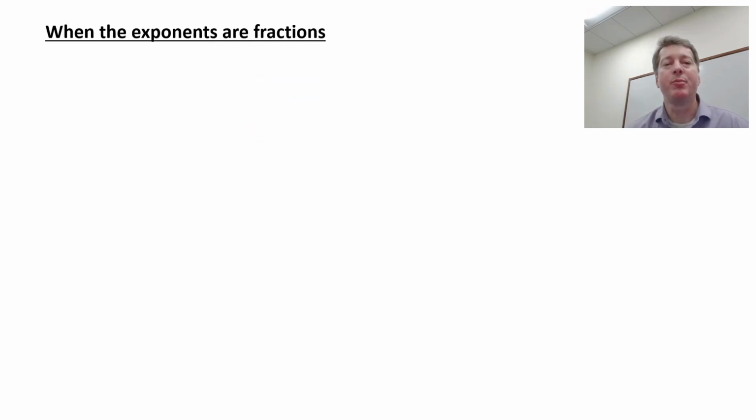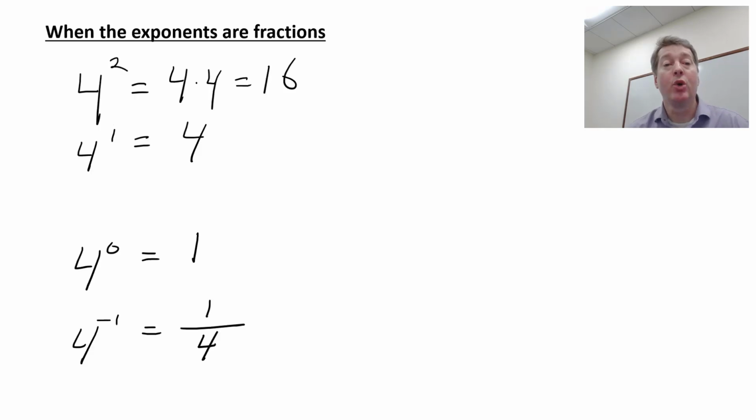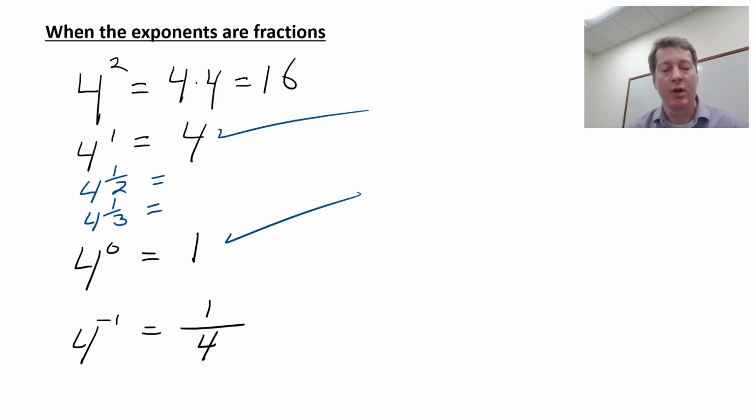What happens if an exponent is a fraction? So suppose we know what happens when you raise a number to a positive exponent, 1, 2, or a negative exponent, -1, -2. But suppose we raise it to a fraction. How about 4 to the 1/2 or 4 to the 1/3? Well, you know the value is going to be greater than 1 and less than 4, but what exactly is it? A fractional exponent is a root.